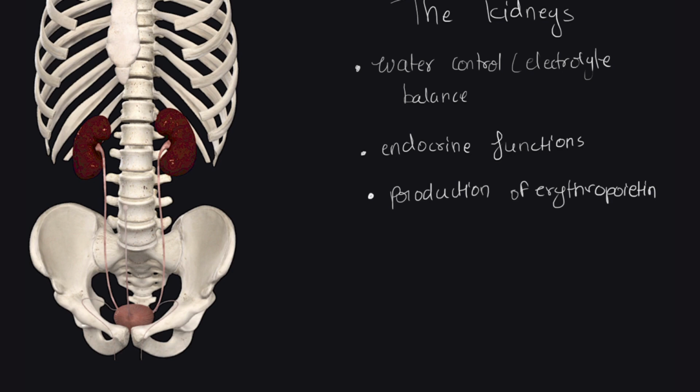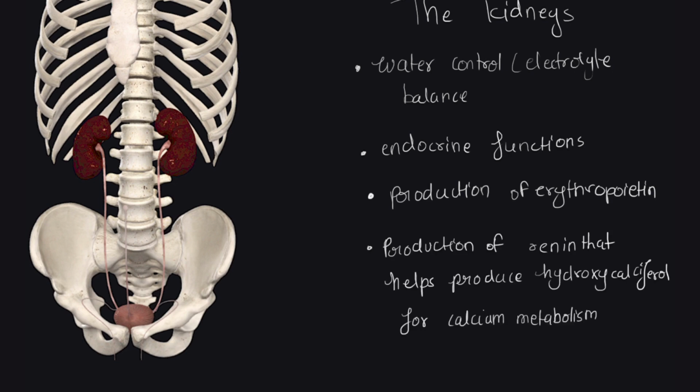And erythropoietin, as we all know, is responsible for the maintenance and the production of red blood cells. But most importantly, we can see that it's involved in the maintenance of the levels of calcium, which it does by the production of renin. Renin helps to produce a specific enzyme known as hydroxycalciferol, and we need hydroxycalciferol for calcium metabolism inside our body.